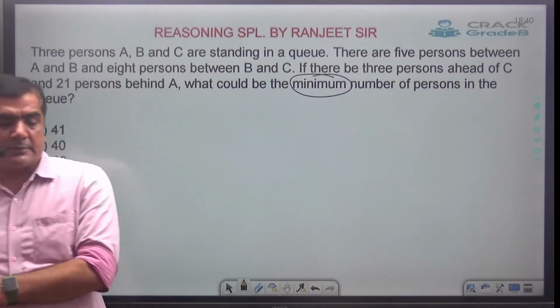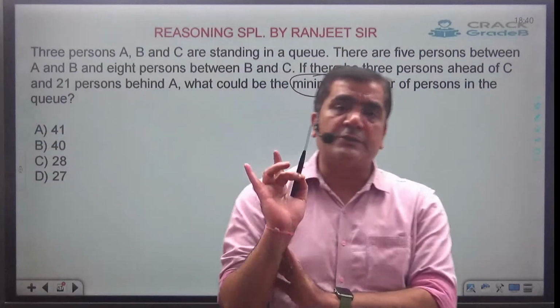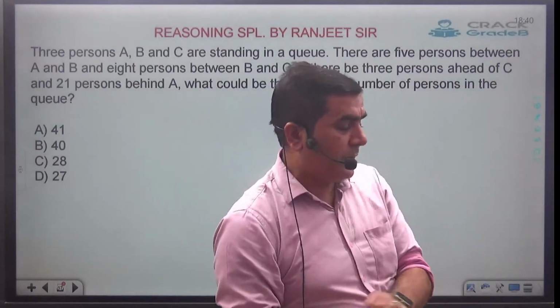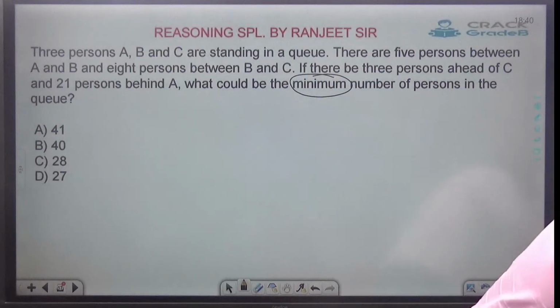See, minimum, maximum we have already seen for 2 persons only. But here they have given 3 persons. How to go for minimum or maximum?